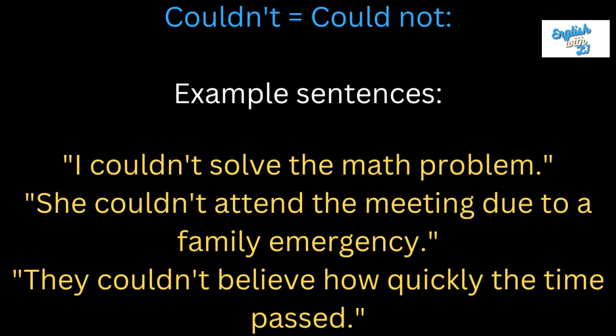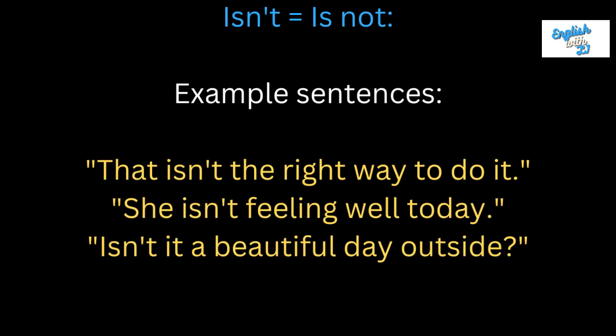Couldn't. I couldn't solve the math problem. I could not solve the math problem. I couldn't. She couldn't attend the meeting due to a family emergency. They couldn't believe how quickly the time passed. Isn't. That, or is not, it's the contraction of is not.